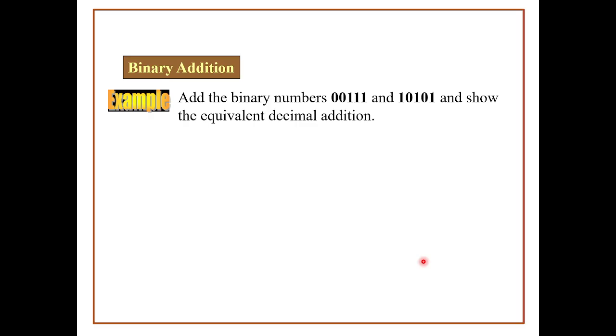So let's see an example. Add the binary numbers 00111 and 10101 and show the equivalent decimal addition.